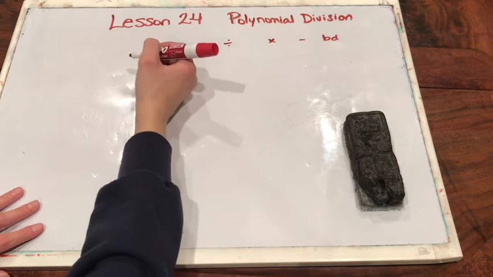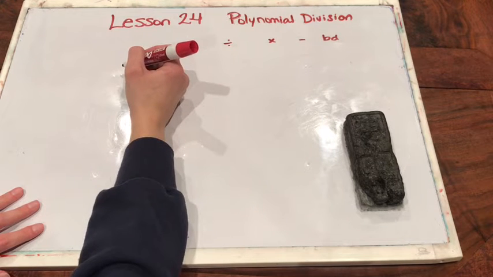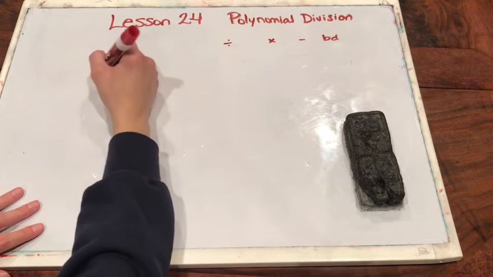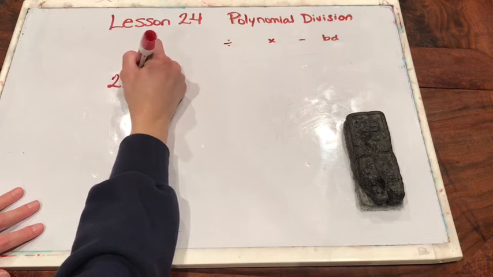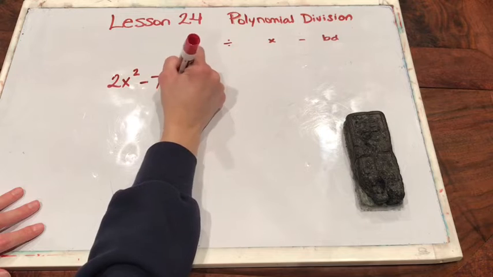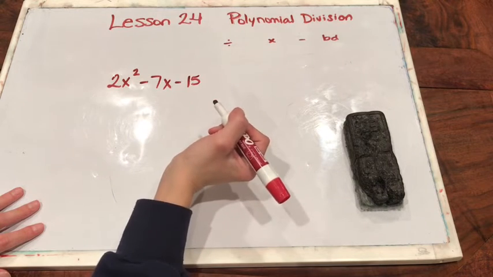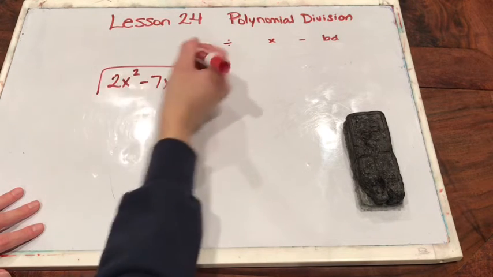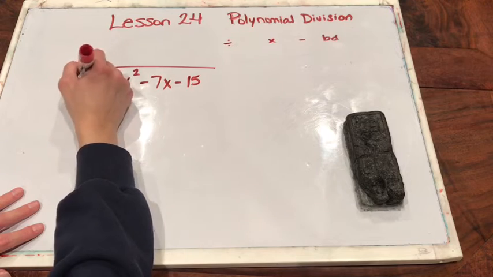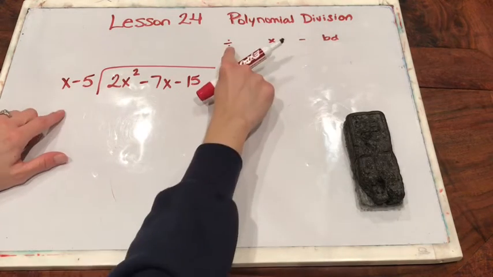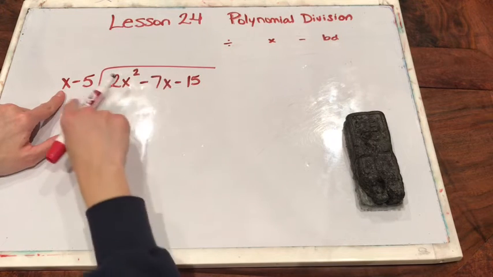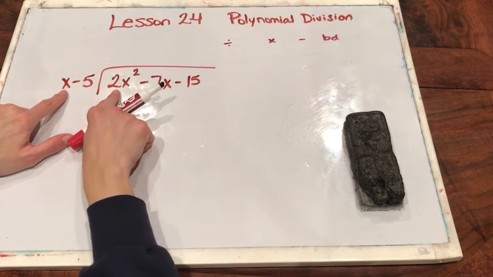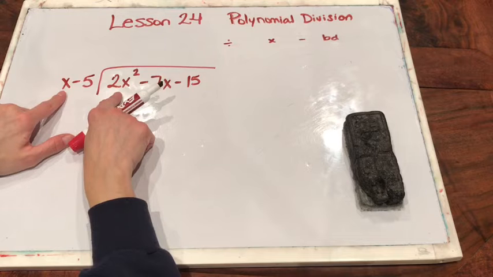So our first example, on your notes, it's example 10. We have 2x squared minus 7x minus 15, and that's divided by x minus 5. Now, when we're doing our division, we just want to think about the x. We'll get the rest of it when we do our multiplication and subtraction. But for division, if we just look at the first ones, that will help us.